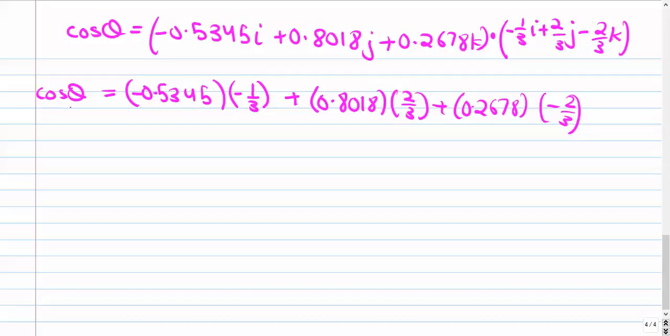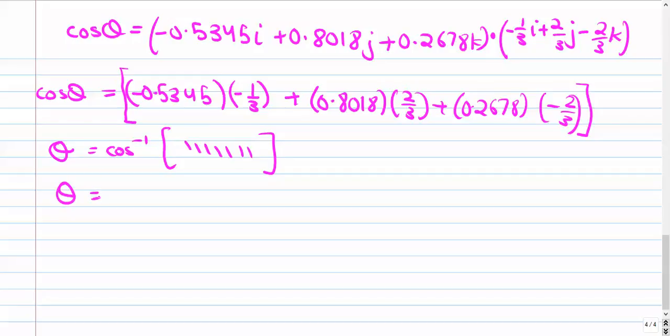Alright, now that we have this number, we can simply take arc cos of both sides. I'm not going to solve all these calculations; you can do that yourself, but I'm just going to write down the final value for theta that I got, and that is 68.9 degrees.